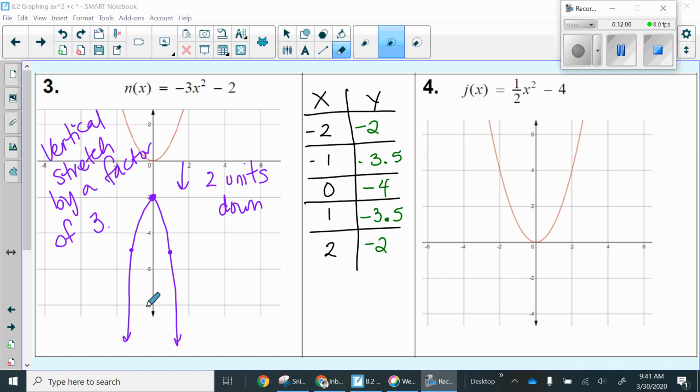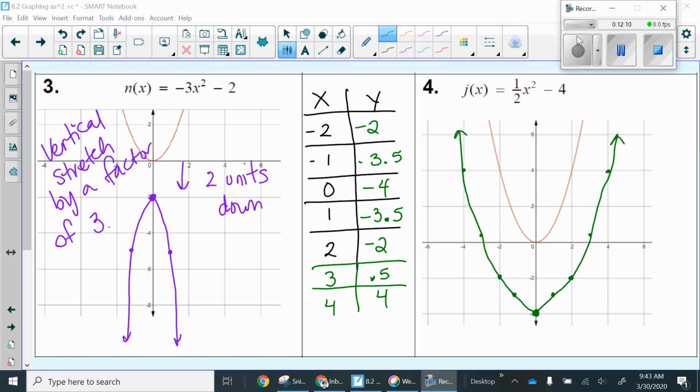I'm going to go ahead and graph my values. I went ahead and did that. All right, so you can see it's wider, and it's also translated down 4 units. So 4 units translated down, and then it's a vertical shrink. It's a vertical shrink this time by a factor of 1/2.